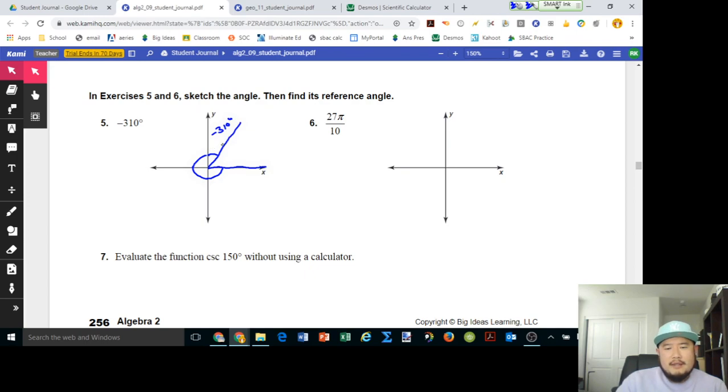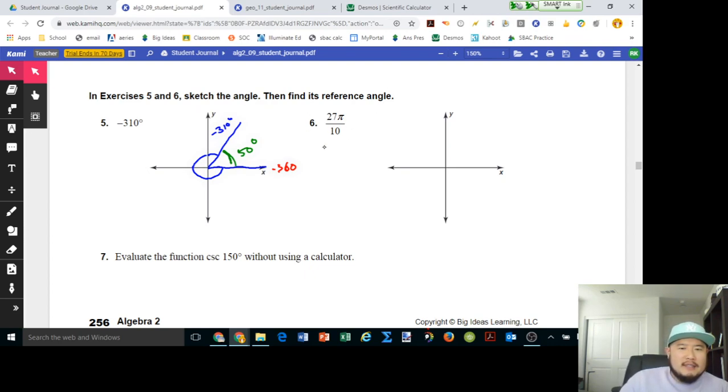So looking at 310, and remember this over here is the same thing as 0 degrees or 360. They're coterminal angles. So the amount to go from negative 310 to negative 360, well, you can go ahead and subtract the two and then get your answer. But this happens to be a total of 50 degrees. And that right there will end up being your reference angle, 50.